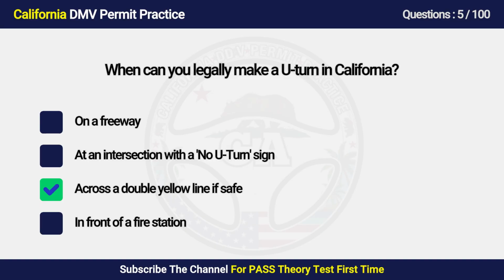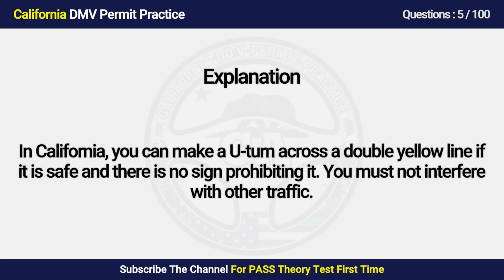Answer is C. Across a double yellow line if safe. In California, you can make a U-turn across a double yellow line if it is safe and there is no sign prohibiting it. You must not interfere with other traffic.